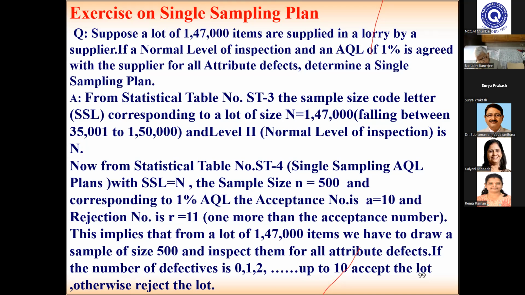Table ST3 is the sample size code letter, we call it SSL, by lot size and inspection levels of ISO 2859 part 1. Earlier, ISI had 5 levels of inspection; ISO has brought out 7 levels. Now here you see what is the lot size? 1,47,000. And if you go for normal level of inspection, what is the sample size code letter? 1,47,000 comes between 35,001 to 1,50,000. Table number ST3.